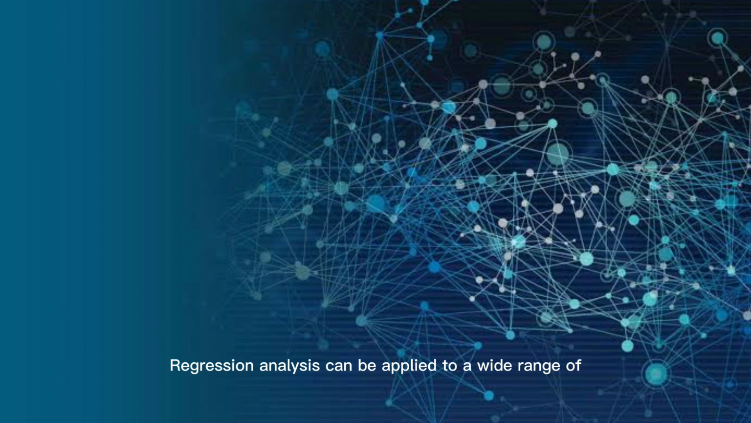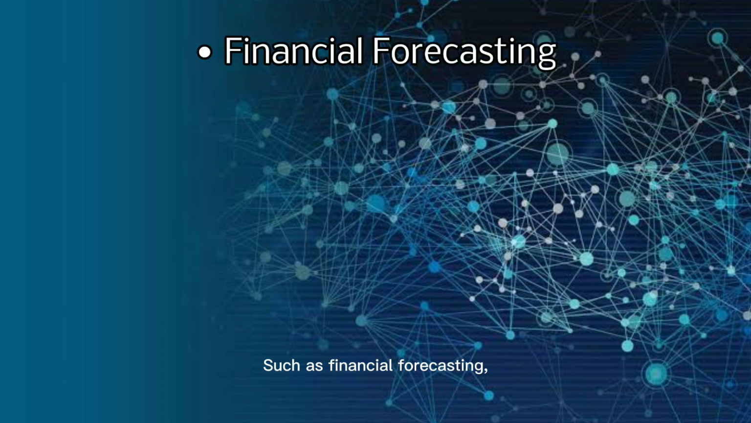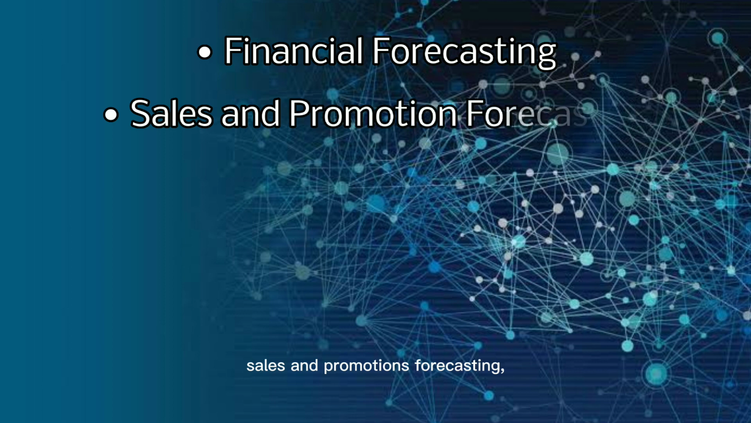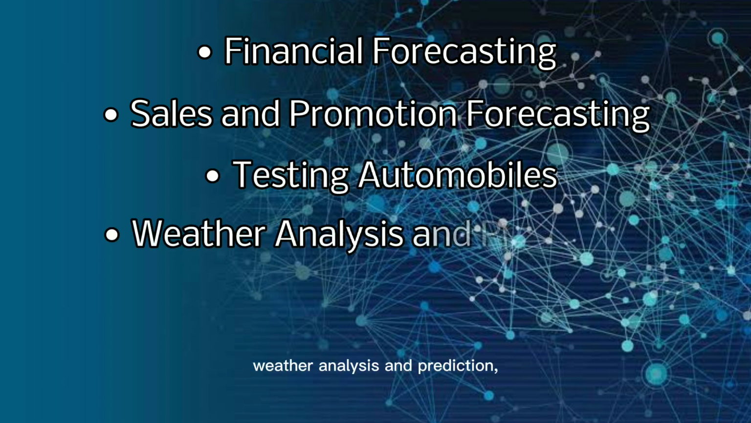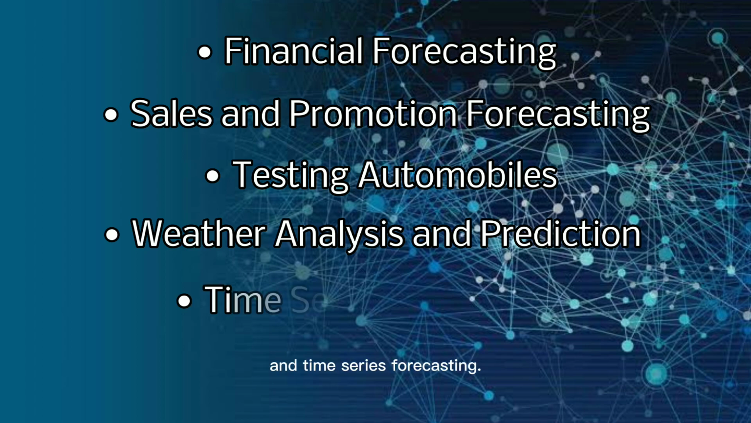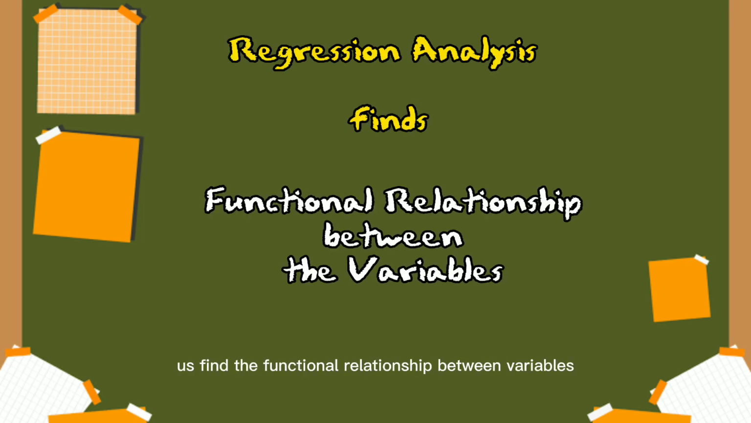Regression analysis can be applied to a wide range of real-life problems that involve continuous numbers such as financial forecasting, like house price estimates or stock prices, sales and promotions forecasting, testing automobiles, weather analysis and prediction, and time series forecasting. So, in conclusion, regression analysis helps us find the functional relationship between variables and helps make future projections on events.